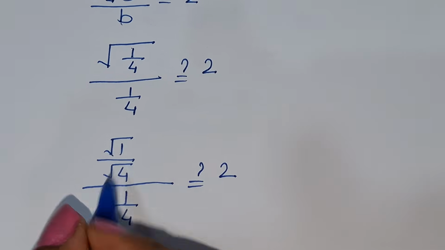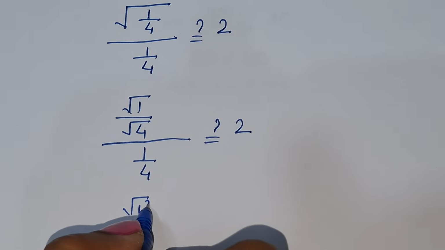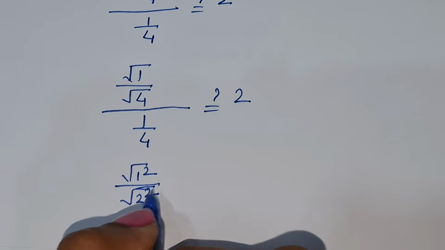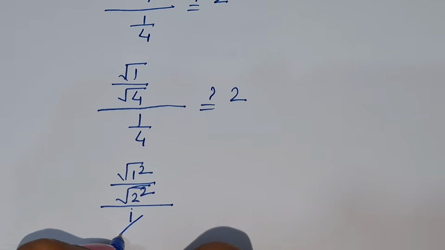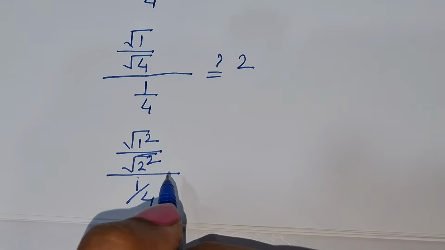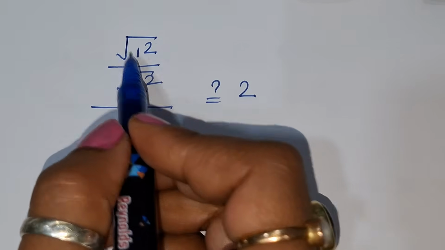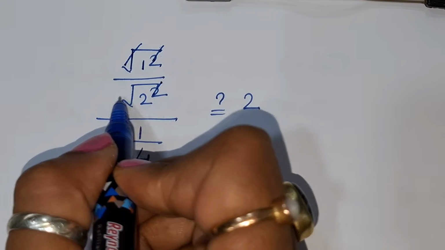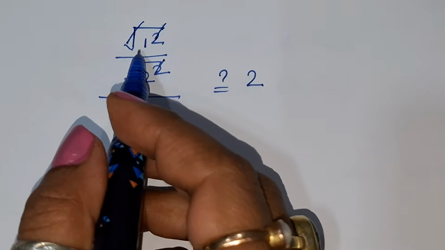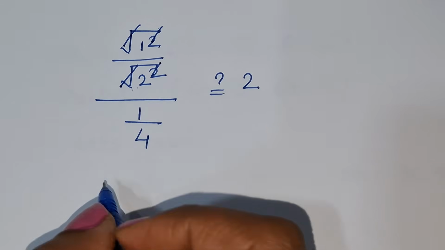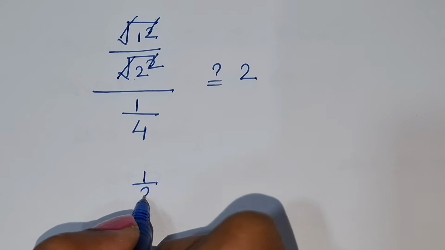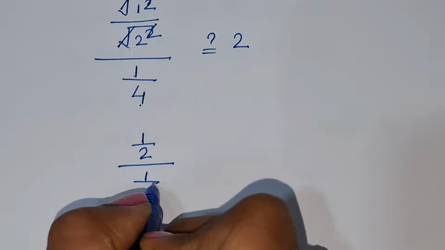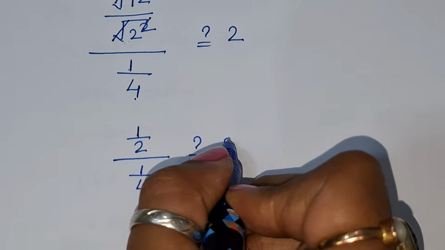Now square root of 1, we can write square root of 1 whole square, and square root of 4, we can write square root of 2 square, right? Divided by 1 by 4. So here square is cancelled from the square root, and again here square is cancelled from the square root. So it will become 1 by 2, right? So 1 by 2 divided by 1 by 4, question mark 2.